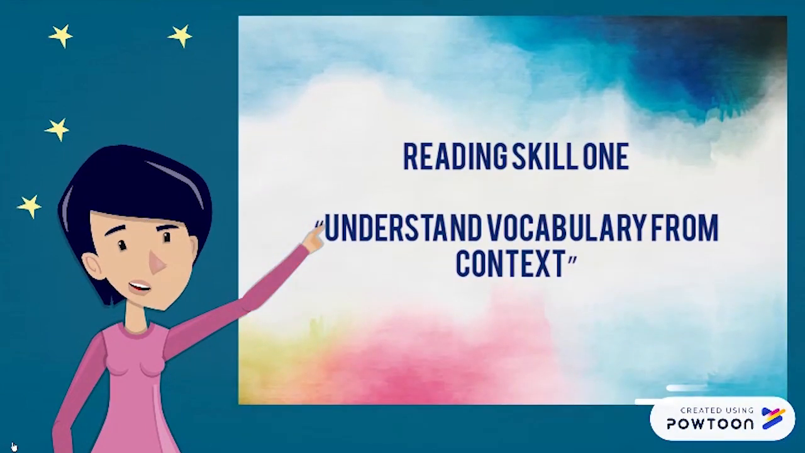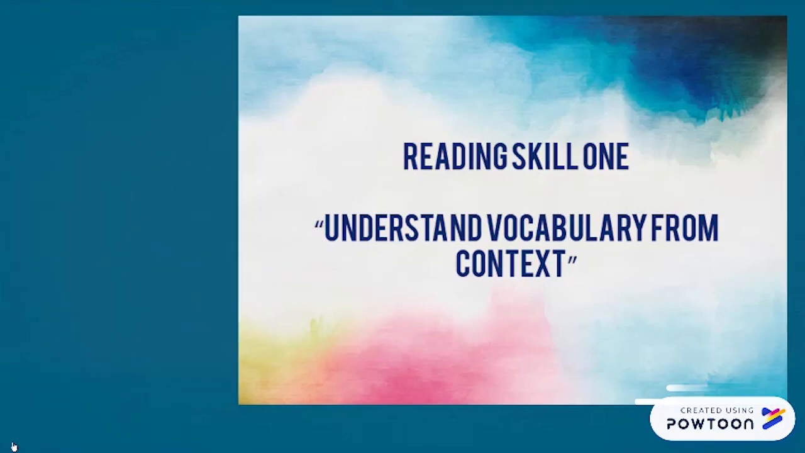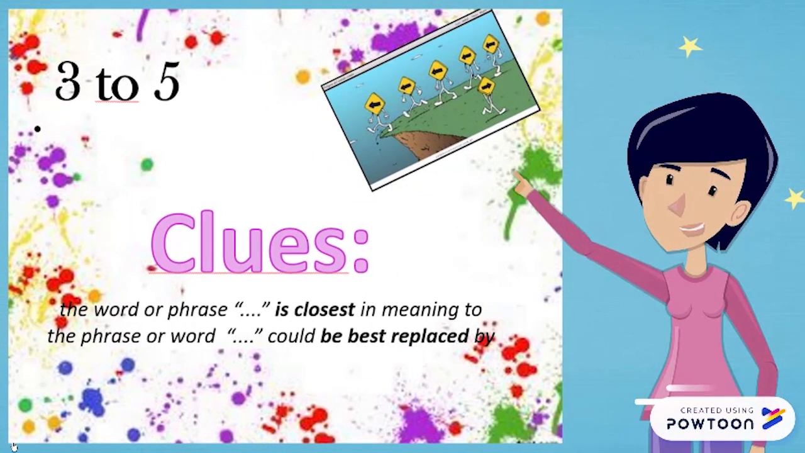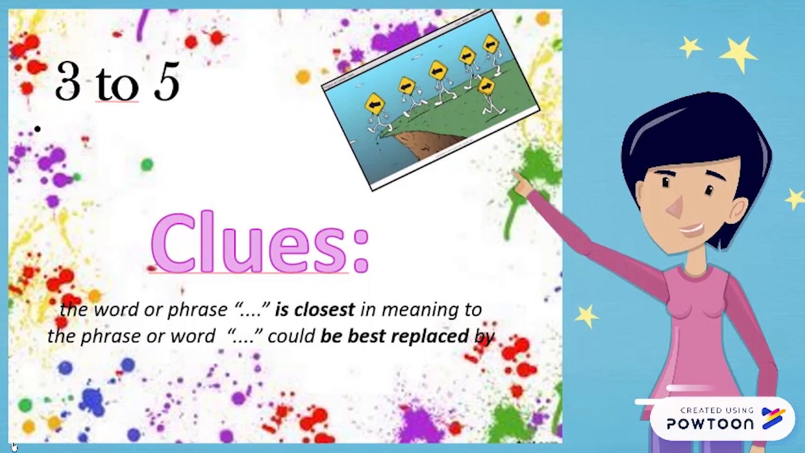Okay, so the first kind of question is vocabulary. Reading skill 1. Understand vocabulary from context. You can find from 3 to 5 vocabulary questions per reading passage on the test. It's the most common kind of question on it. These questions measure your understanding of English as well as your ability to use context clues to help you determine the meaning of the word or phrase.